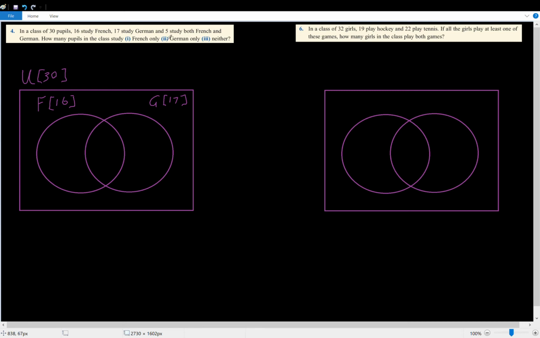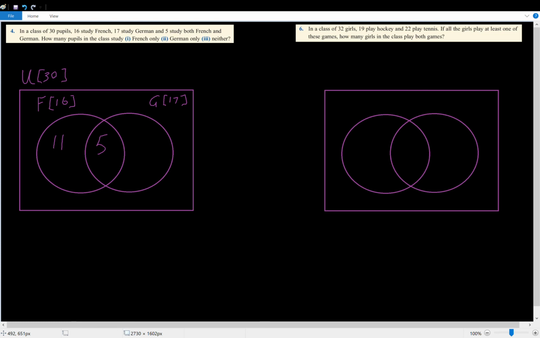Now, we've also got up here 5 study both French and German. So those 5 people are going to go in the middle in here. The mistake that some people tend to make is that they fill 16 in the circle to the left, and 17 in the circle to the right. But you've got to remember that there are 16 people studying French in total. So within the circle for French, there are 16 total. So if there are 5 in the middle, that means out to the left there's only going to be 11, 16 take away 5, because 11 plus 5 adds up to 16.